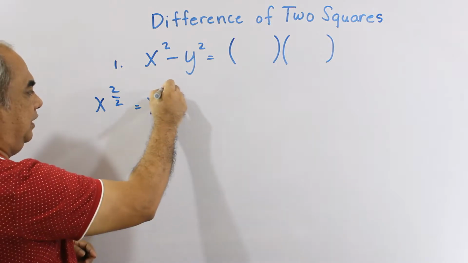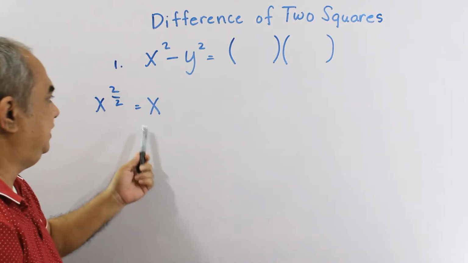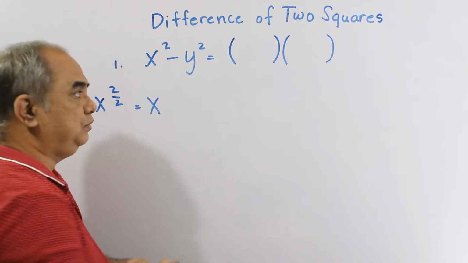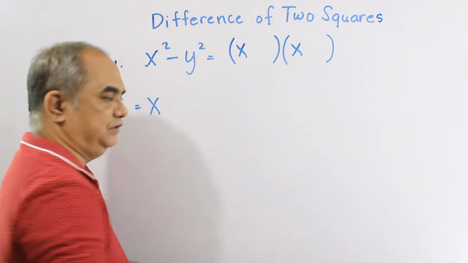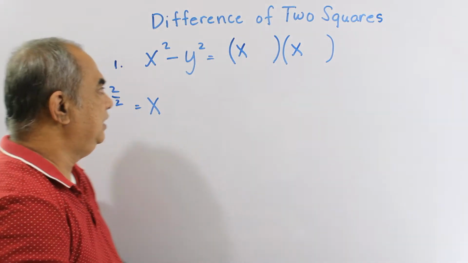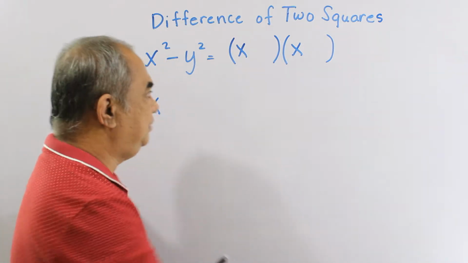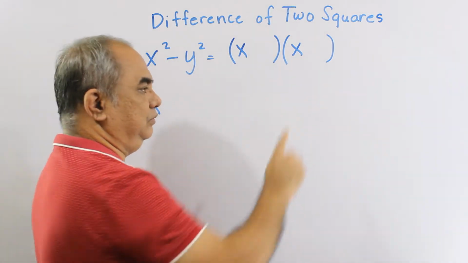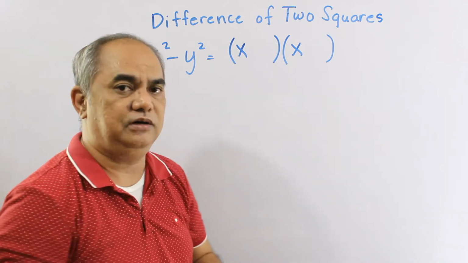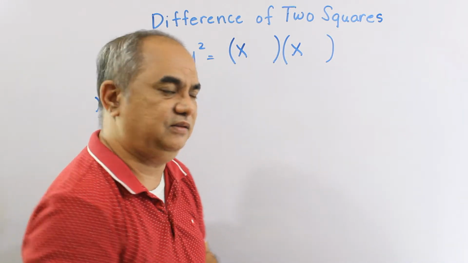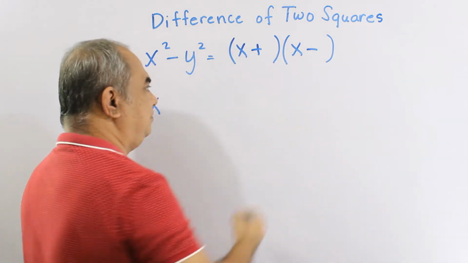We don't write the 1 here anymore because 2 over 2 will give us 1. So we simply say it's x. However, we're going to put the x on both parentheses as the first term of the binomial. Now, since we have a negative here, the sign will always be one positive and one negative, or one negative here and one positive, for as long as their signs are different. Let's do it. So let's say this is positive and this is negative.